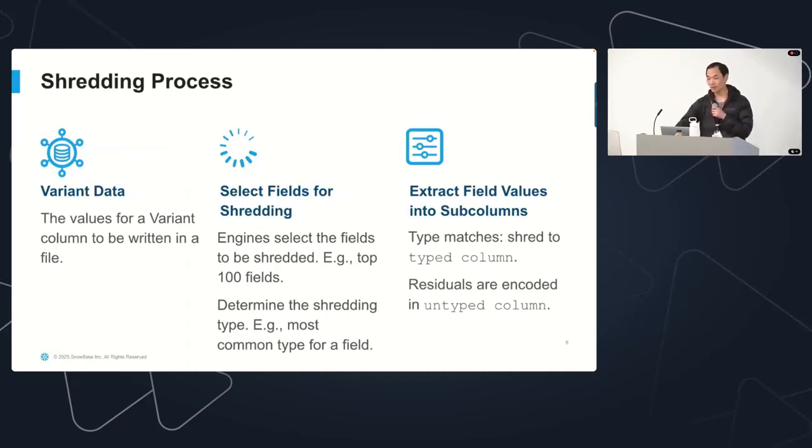Now, if some of the data cannot be shredded, then the remainder will be encoded in its original data type. For example, event type equals 1. It's an int. It cannot be shredded, so it's going to be encoded in an untyped column, which is still int type.